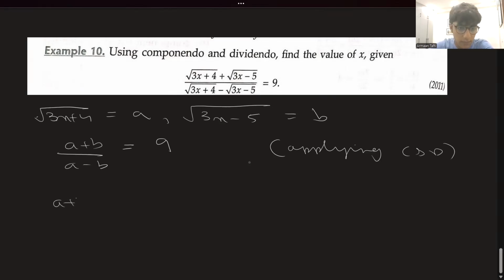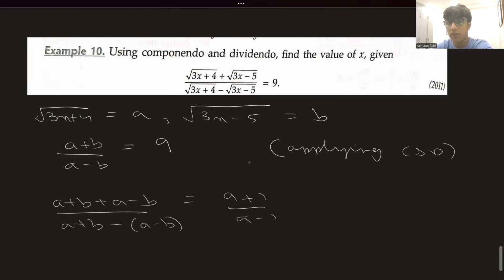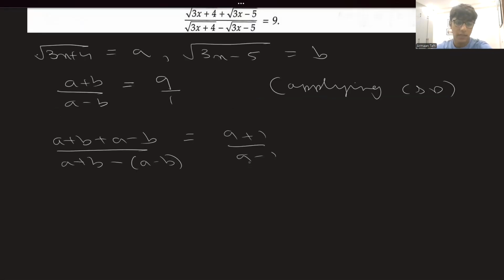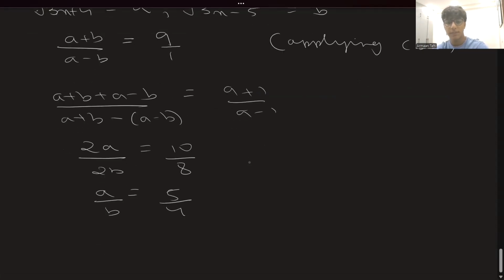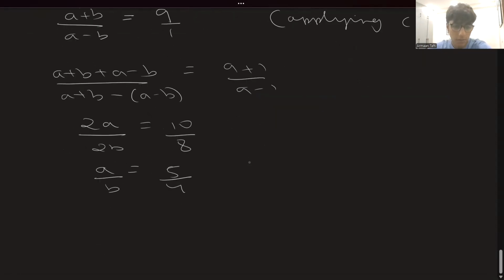We get a plus b plus a minus b divided by a plus b minus a minus b equals 9 plus 1 by 9 minus 1, because you can visualize 9 as 9 by 1, and then you can just do 9 plus 1, 9 minus 1. And then we get 2a by 2b, the 2s get cancelled, equals 10 by 8. If we simplify both sides, we get a by b equals what? 5 over 4, right? Now let's substitute the value of a and b. So a is equal to root 3x plus 4.